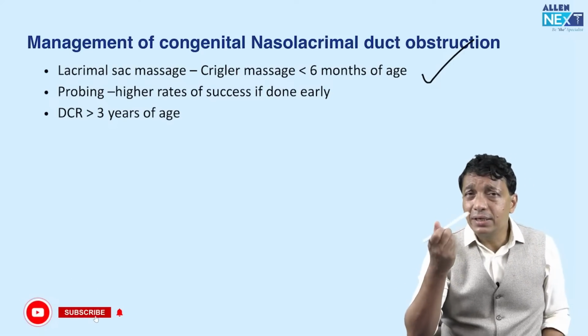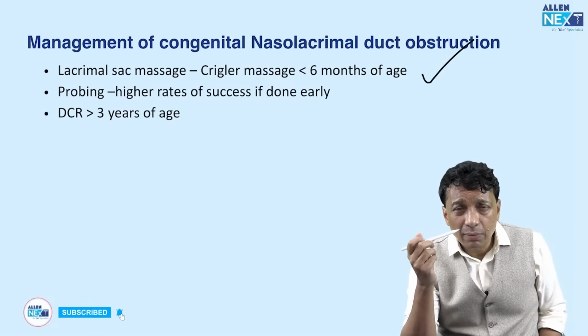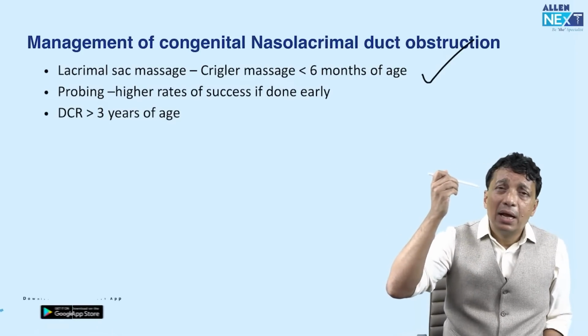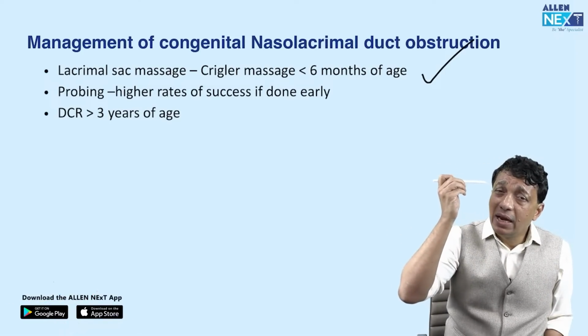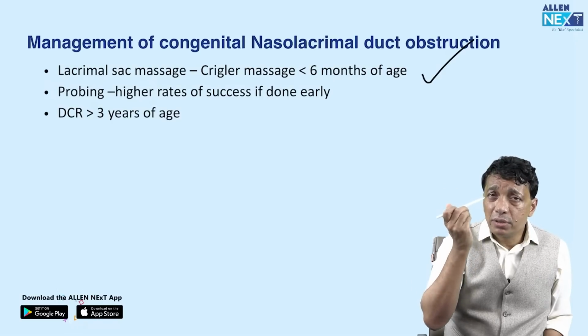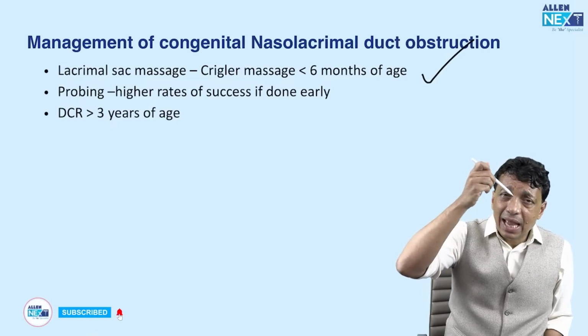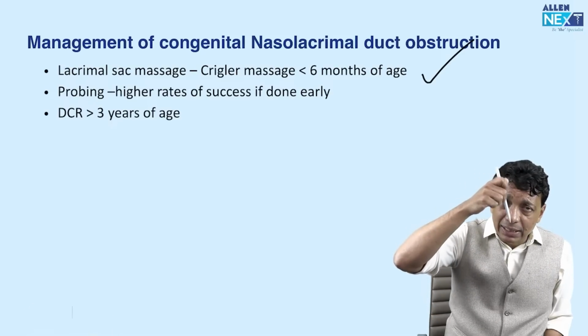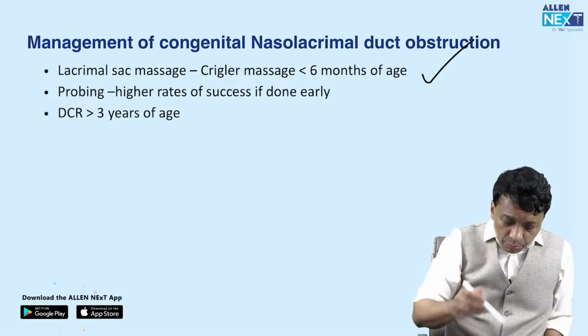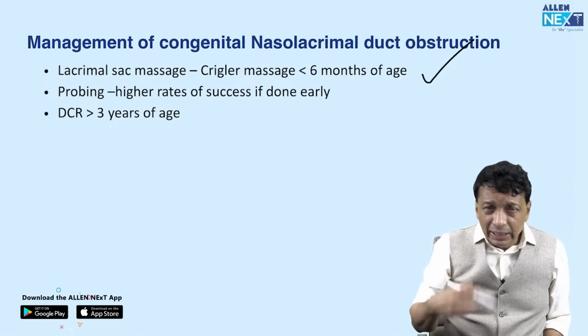You put a delicate probe, which is called a Bowman's lacrimal probe, and you put it inside, right from following the pathway, right from the lower or the upper punctum into the lower and the upper canaliculi, common canaliculi, lacrimal sac, and right into the NLD and we force it open.